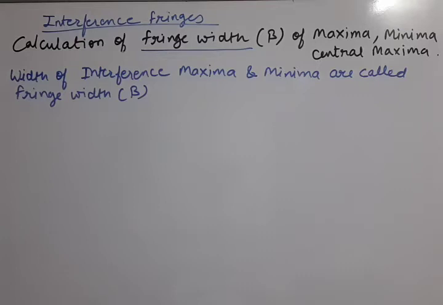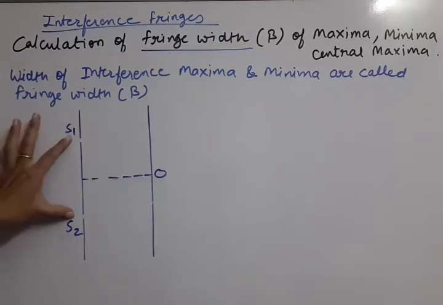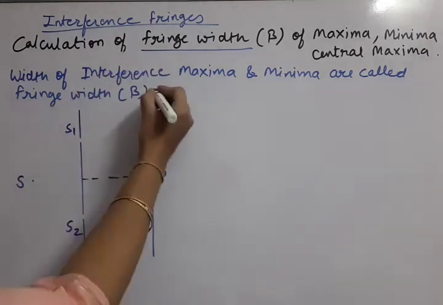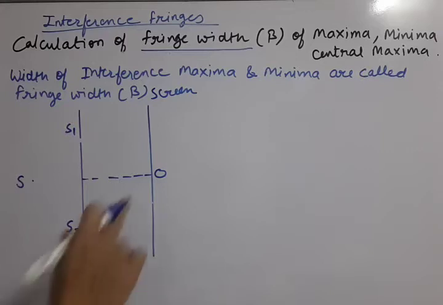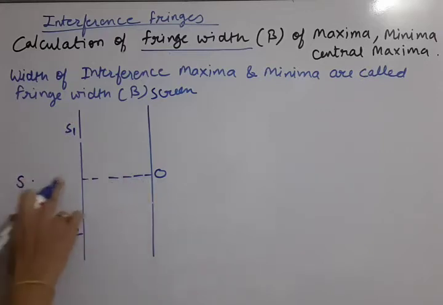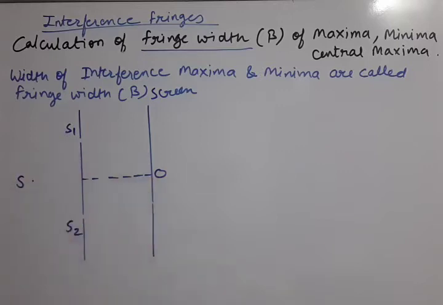So let us draw that Young's setup, in which we have a source, then slits and then the screen. This is the source, these are the two slits and this is the screen. Okay, this line is the screen. Now what is the center of the screen? The point just in front of the source is called the center of the screen. Now we have to show all the standard data first of all.